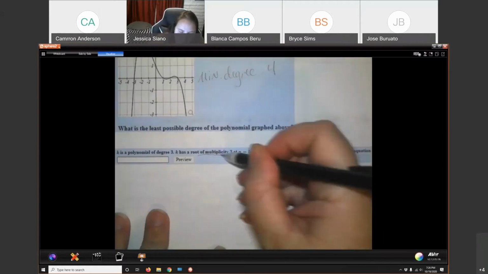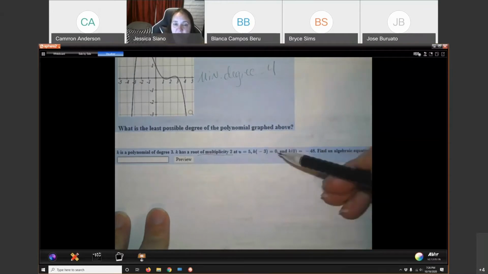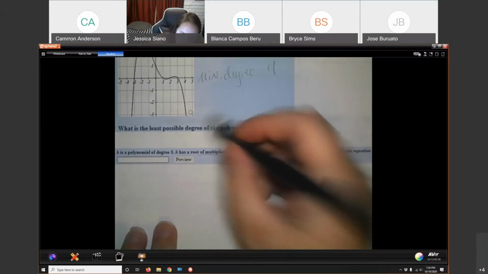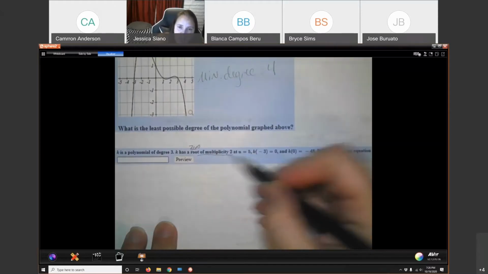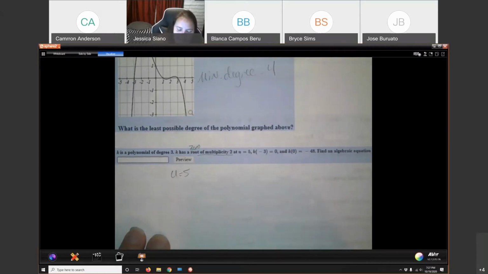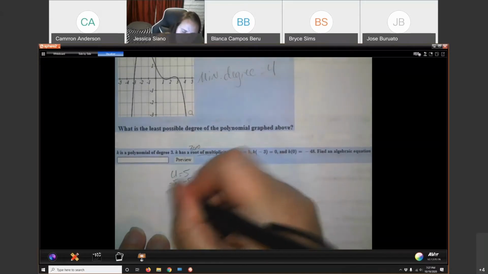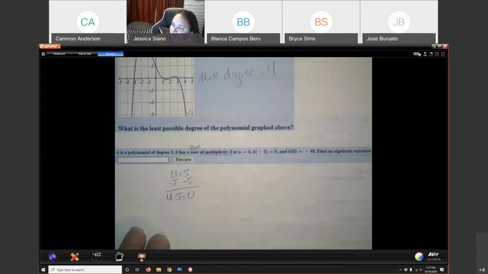Root multiplicity. Multiplicity tells me 2 things. First, it tells me about the exponent on a factor. If I have a root or a 0, you'll see both terms used interchangeably, at u equals 5, well, that means that the factor that gave me u equals 5 must have been u minus 5.